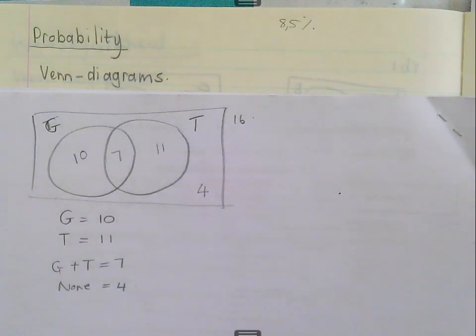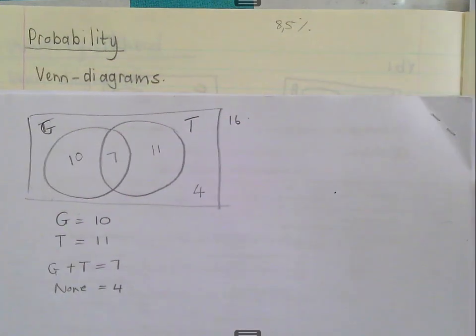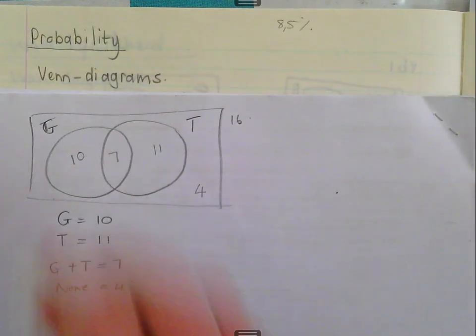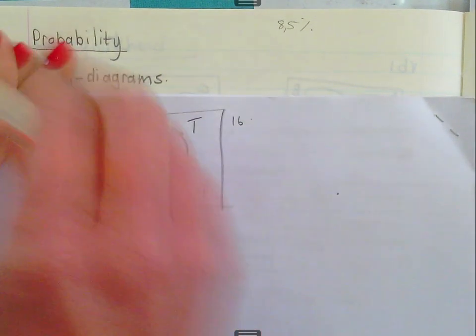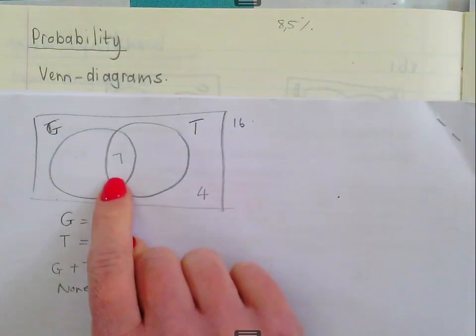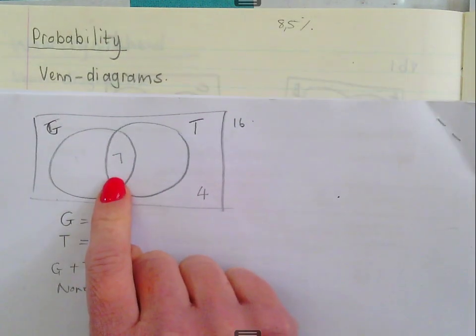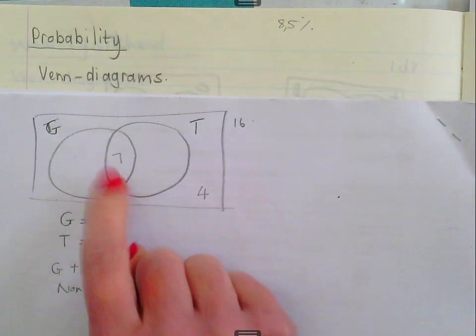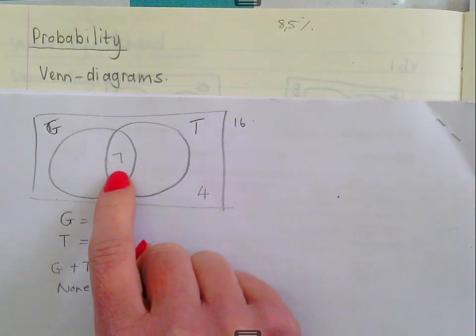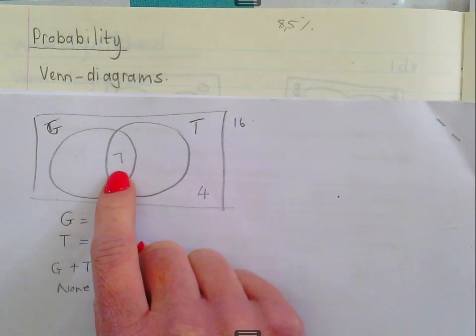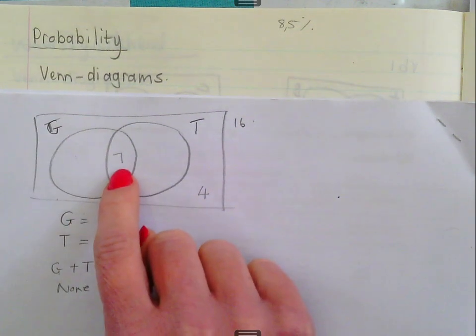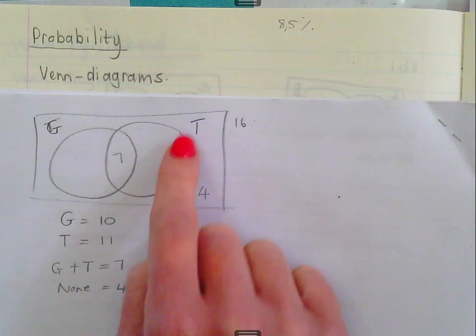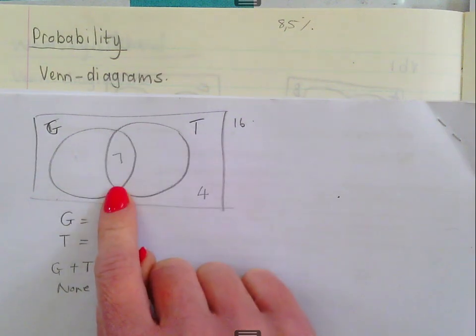So that's why when we draw a Venn diagram, we will always start in the middle. Okay, so we start with the 7. Those 7 learners, do they have geography? Yes, so they're in the geography circle. Do those 7 learners have tourism? Yes, so they're in the tourism circle as well.